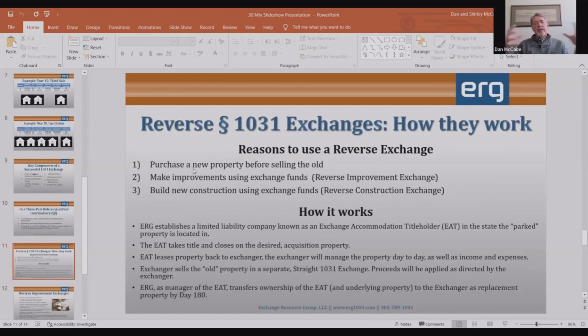That is a straight exchange, what we call a straight exchange. You sell one, you buy one. You can buy more than one. You can sell one and buy three. You can sell one and buy five under the right circumstances.